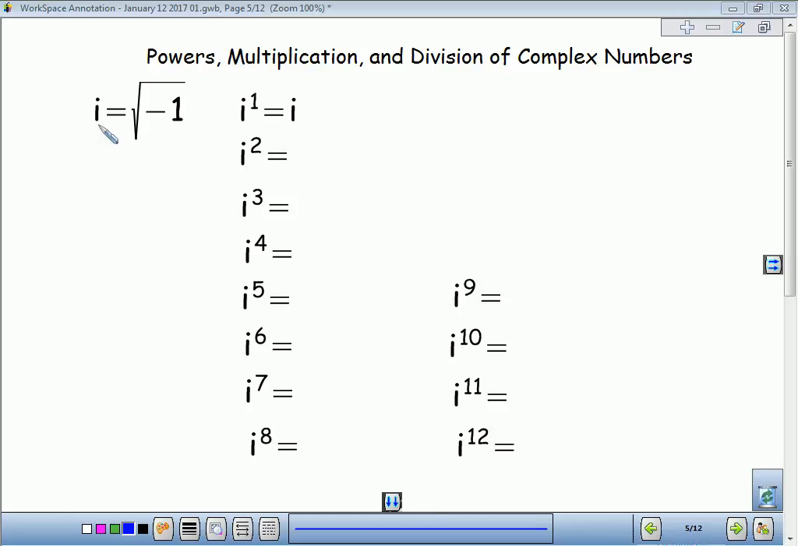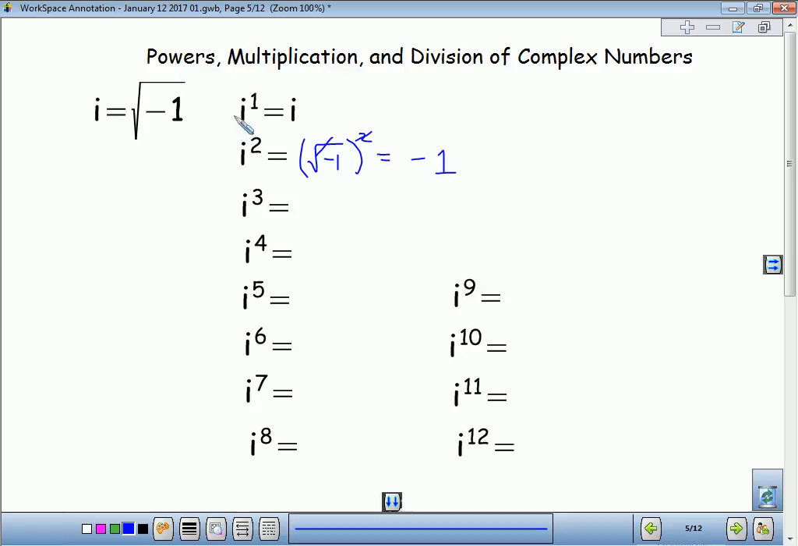Yesterday we defined the imaginary unit i as the square root of -1. So i to the first is obviously just i, but i squared would be the square root of -1 squared. And what would happen with the square and the square root? They would cancel. So i squared would really have a value of -1.